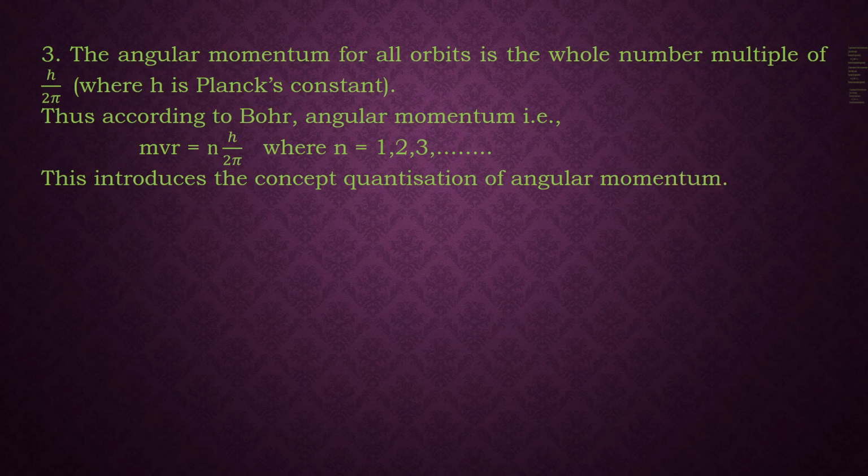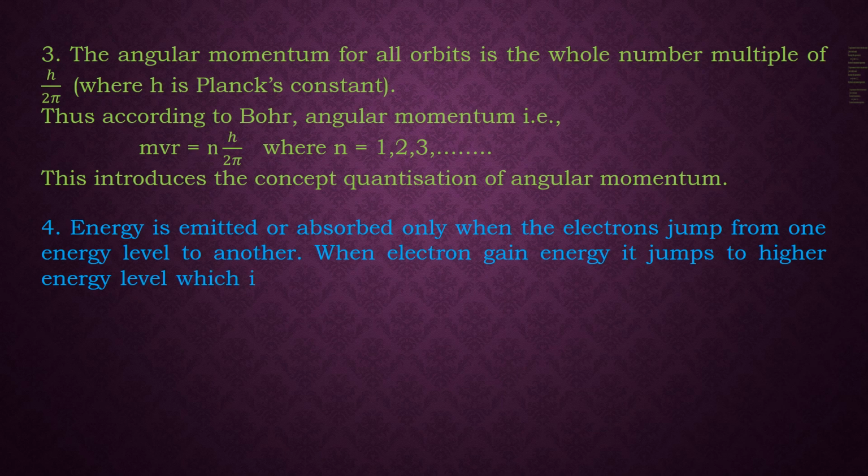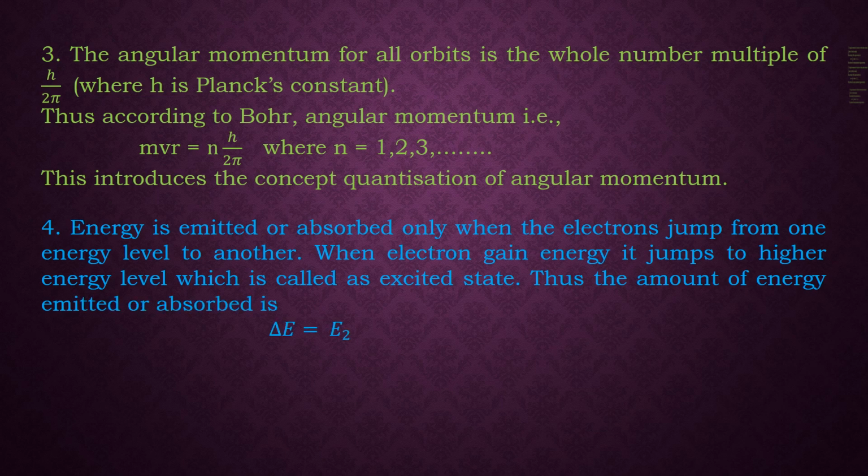Fourth postulate is energy is emitted or absorbed only when the electron jumps from one energy level to another. When electron gains energy, it jumps to higher energy level, which is called as excited state. Thus, the amount of energy emitted or absorbed is delta E is equal to E2 minus E1, where E1 and E2 are the energies of two energy levels and delta E is the difference in energies of two levels.